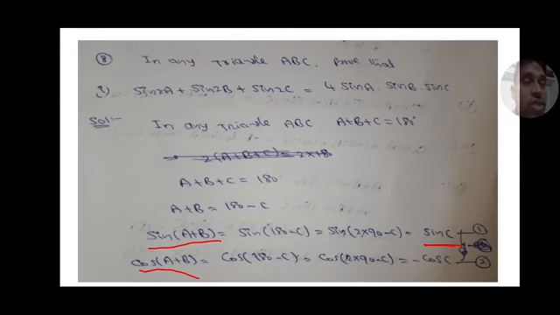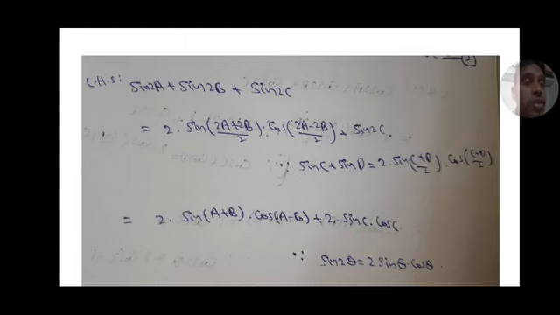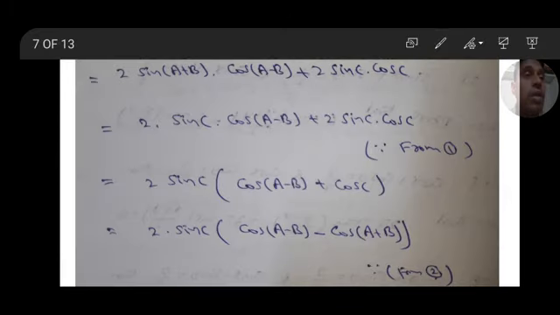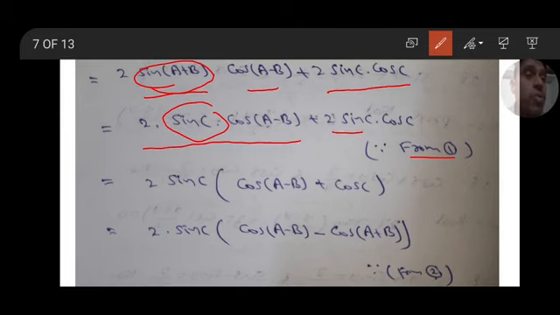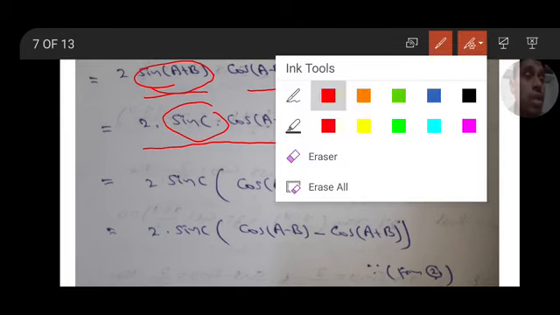From equation 1, sin of (a plus b) equals sin c. Therefore I will replace sin of (a plus b) by sin c. Next step: 2 into sin of (a plus b) cos of (a minus b) plus 2 sin c cos c. This sin of (a plus b) is replaced with sin c by using equation 1. So 2 into sin c into cos of (a minus b), plus 2 sin c into cos c as it is.